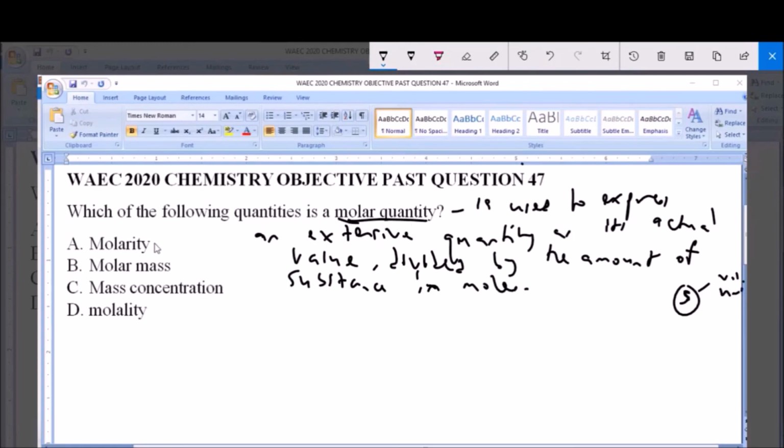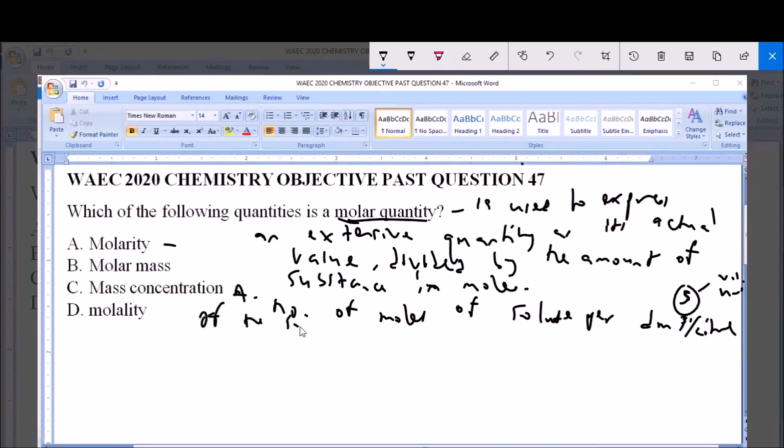Now let's take a look at each of the options and see which one has that description. Option A, which is molarity, is the number of moles of solute per dm cube or liter of the solution, and this is expressed in moles per dm cube or moles per liter.